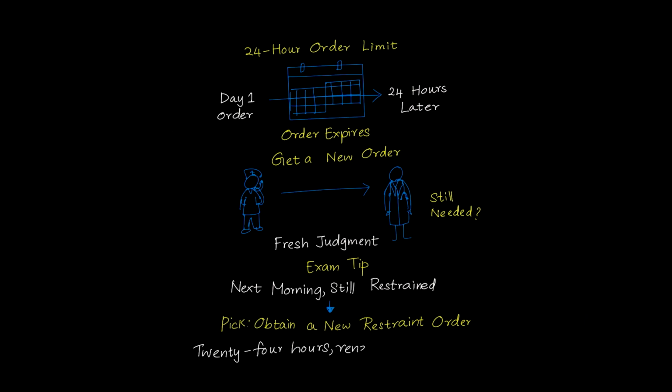Here's a D439 OA exam tip for you. On restraint renewal questions, pick obtain a new order. Quick recall hook: 24 hours, renew or release.